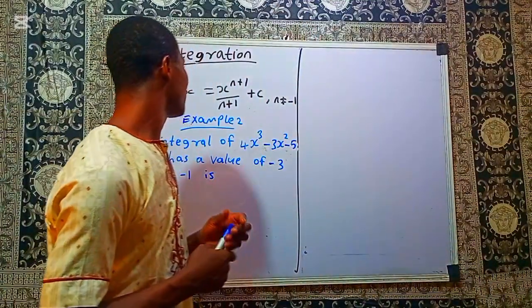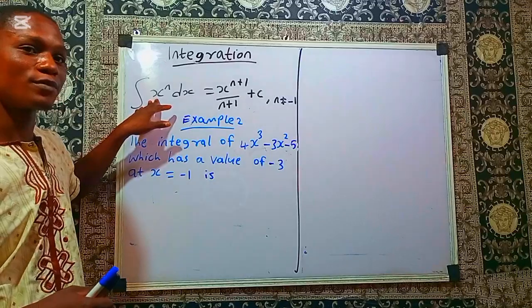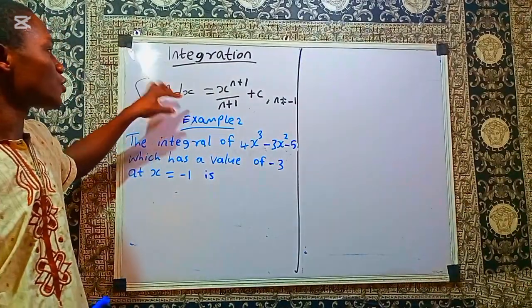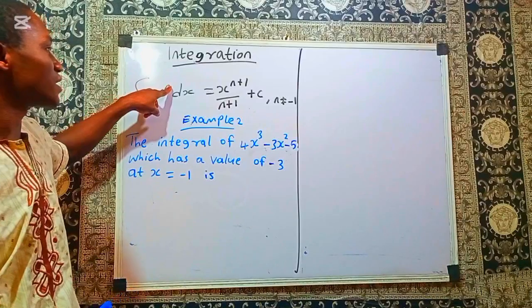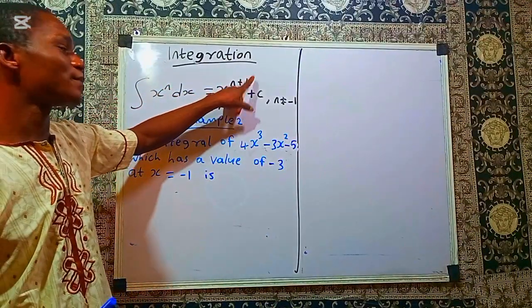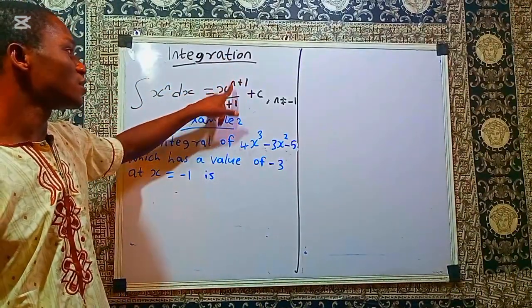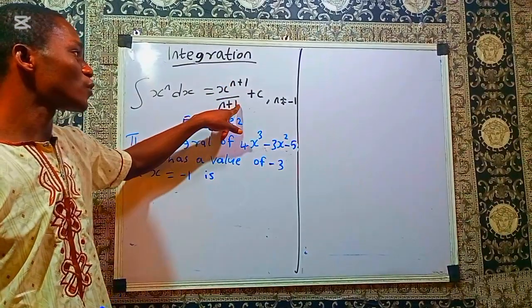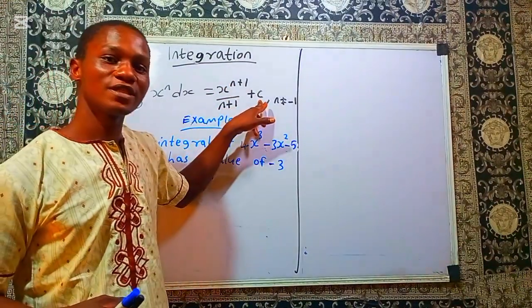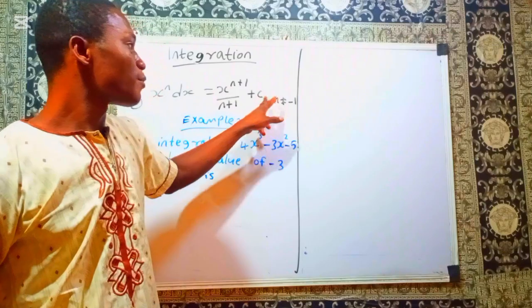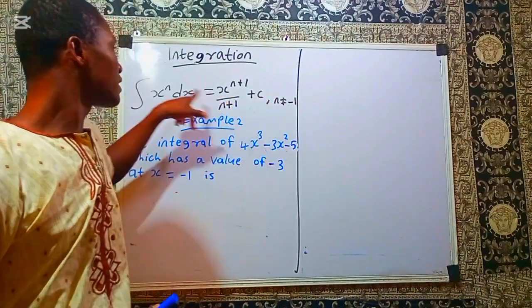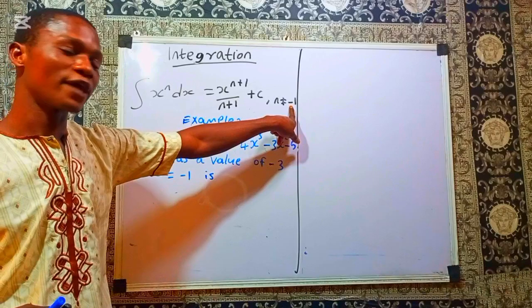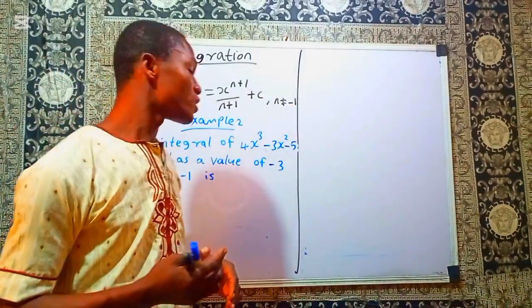And I told you that if you have an integral of this form, the integral of x raised to power n with respect to x, all you have to do is to add 1 to the index. It will be x raised to power n plus 1, and use the result to divide the function, divided by n plus 1, plus the constant of integration c, provided that the index of x, which is n, should not be minus 1. So let's look at this question.